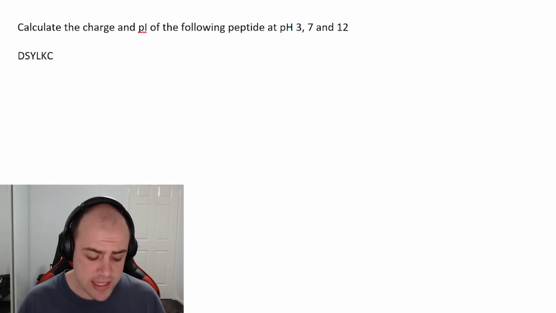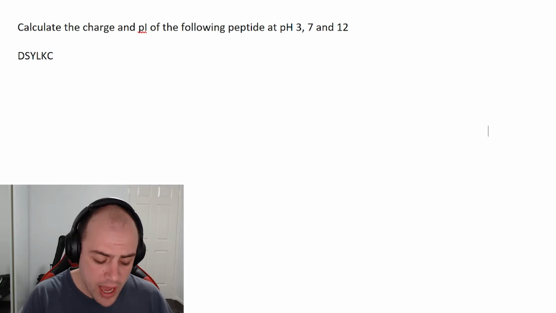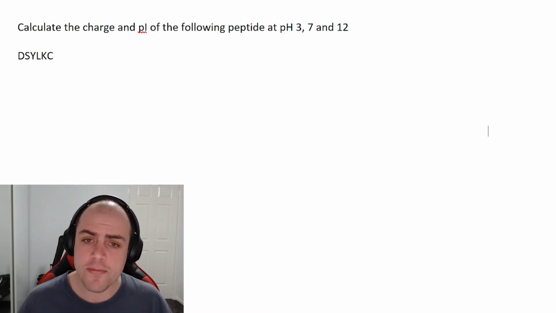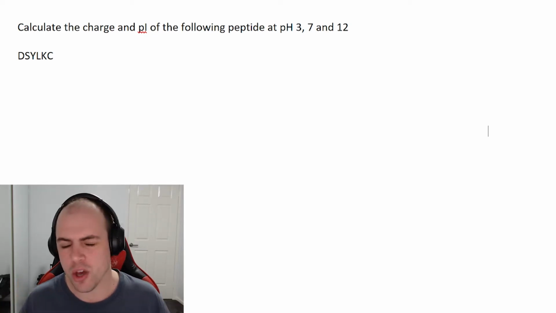What the question is stating is to calculate the charge and the isoelectric point of the following peptide at a pH of 3, 7, and 12. So we have our peptide here. The first thing that we want to do is translate it from a 1-letter code to a 3-letter code.